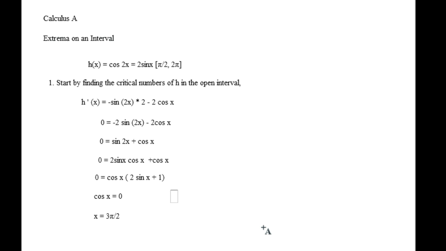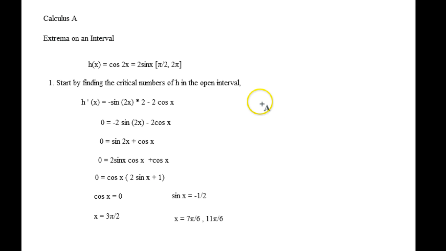Okay, and then sine of x is going to be equal to negative 1/2 for the other factor. So x is going to equal 7 pi 6, 11 pi 6. Okay, so that's going to be our points. These are going to be our critical numbers right here.